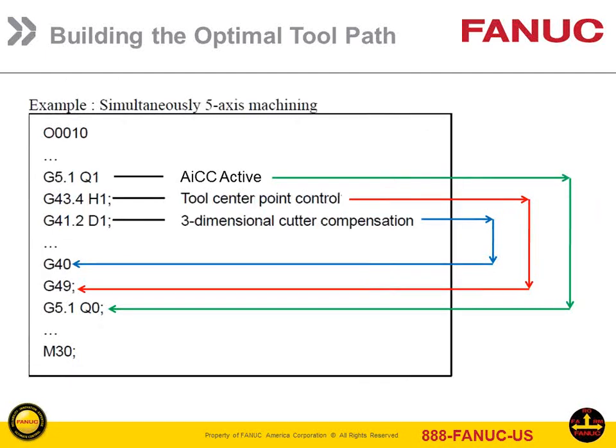Then for 5-axis, it's basically the same. You turn on the AiCC, G43.4 H1, then a P1 will turn on tool center point control. And if you need three-dimensional cutter compensation, you turn that on, and then you turn them off at the end.